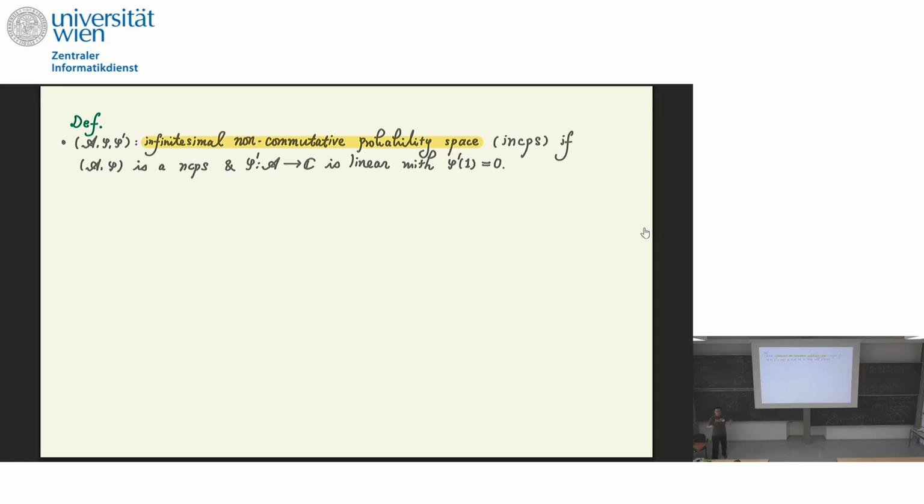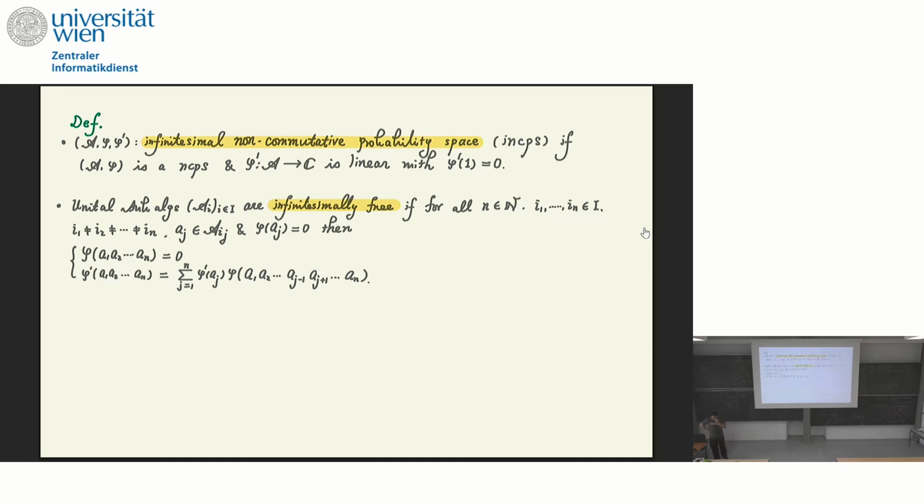In such a space, we are curious not only about the moments under phi, but also about the moments under phi prime. So we introduce another notion, called infinitesimal freeness. It is a kind of generalization of independence. If you have some unital subalgebras, they are infinitesimally free if the conditions are the same as the free condition. The first condition tells you they are free. The second gives you a rule for understanding the phi prime of a product of elements. This can be understood as the following formula.